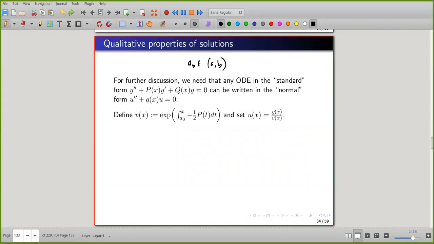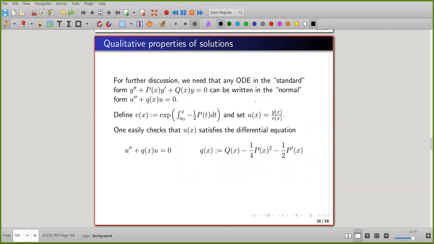Now notice that v of x never vanishes. So the zeros of u are in one-to-one correspondence with the zeros of y, and right now we are studying the zeros of y of x. So as far as the zeros are concerned, we can restrict our study to u of x. That's a nice thing about this trick.